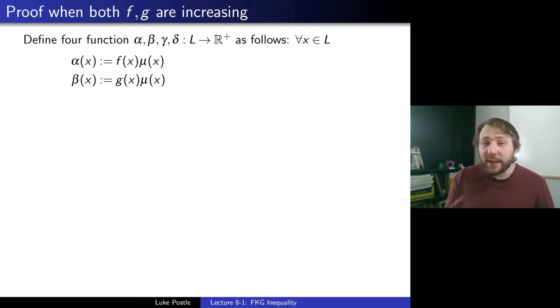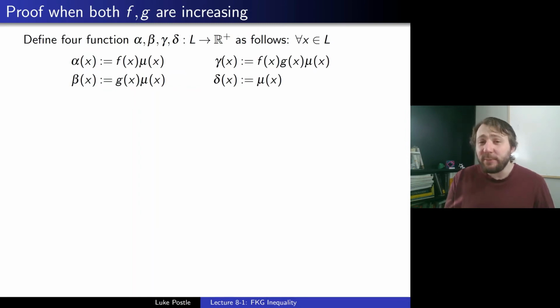For alpha and beta, and again for every x in L, we naturally take alpha to be f times mu, and beta to be g times mu. And then what do we take to be gamma and delta? Well, because they're both increasing, gamma will be f times g times mu, and for delta, we'll just use mu. And that should make sense because those were somehow the individual terms coming up in the inequality. So now in order to apply the Four Functions Theorem, though, we have to show that the condition holds.